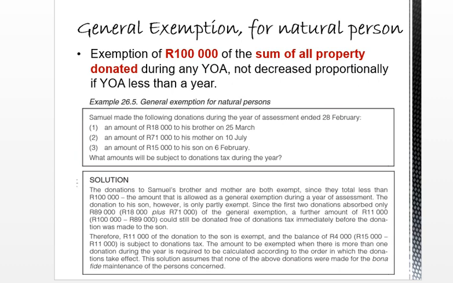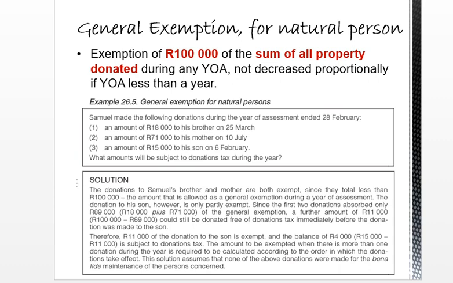So let's first add all of this together. So if you add all of it together, then you will get 104,000 Rand. So let's show 100,000 Rand general exemption. So that means you are only liable for donation tax on 4,000 Rand. So you'll calculate 20% on that 4,000 Rand. But here they want to know which amounts will be subject to donation tax.